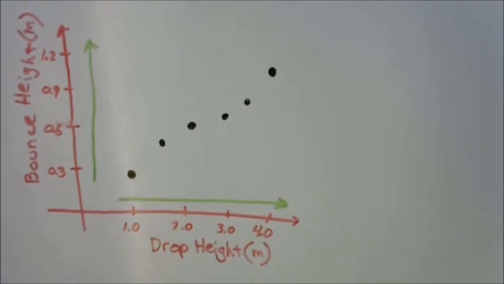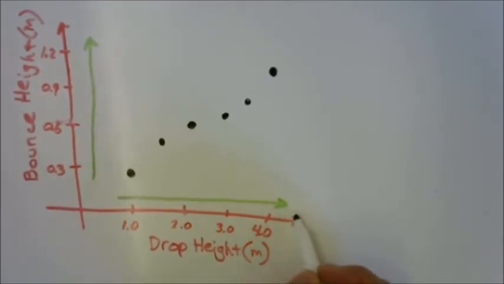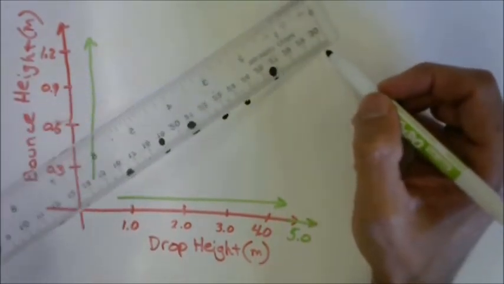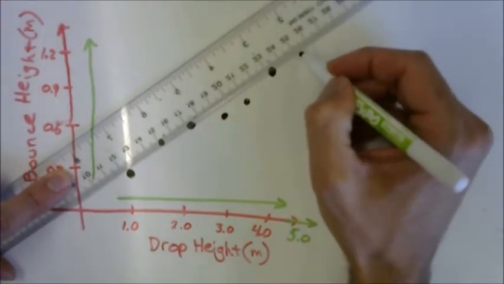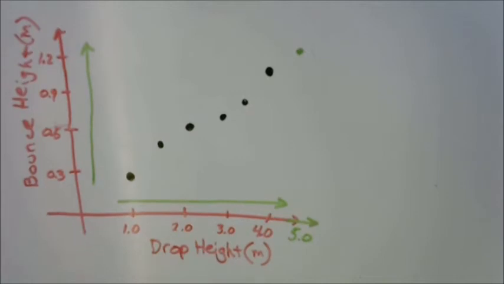If this general trend continues, that as drop height increases, bounce height increases, what height do you think it will bounce to at a drop height of 4 meters, or let's say even 5 meters? 1.4. Anyone else want to take a stab? 4 meters, 1.3. Yeah, just somewhere out here, right? Somewhere out here at 1.4, 1.3. It's just an estimation if that trend continues.